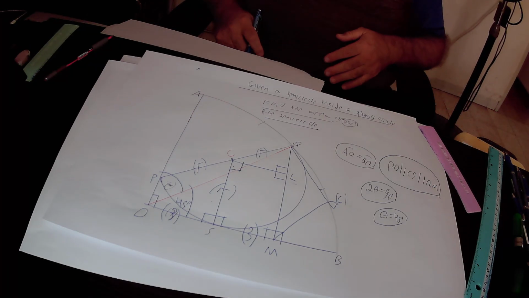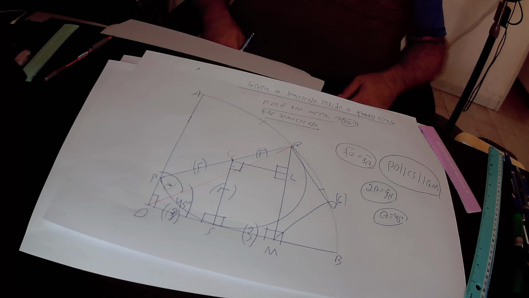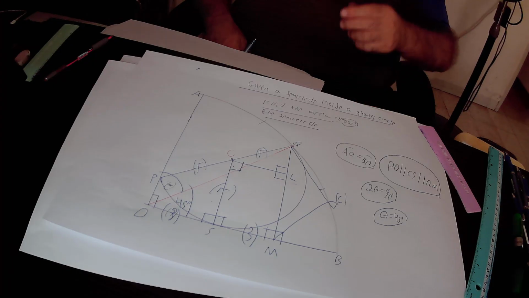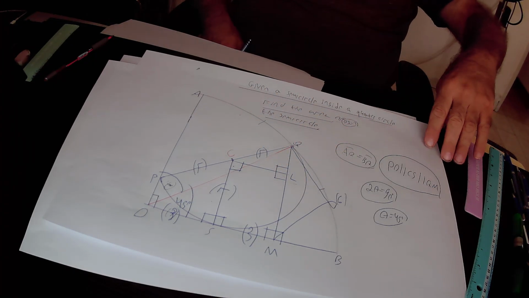So in quadrilateral CLMS, we have 4 right angles. According to the rule, any quadrilateral that has 4 right angles must be at least a rectangle if not a square, so we write quadrilateral CLMS as a rectangle, because it has 4 right angles.